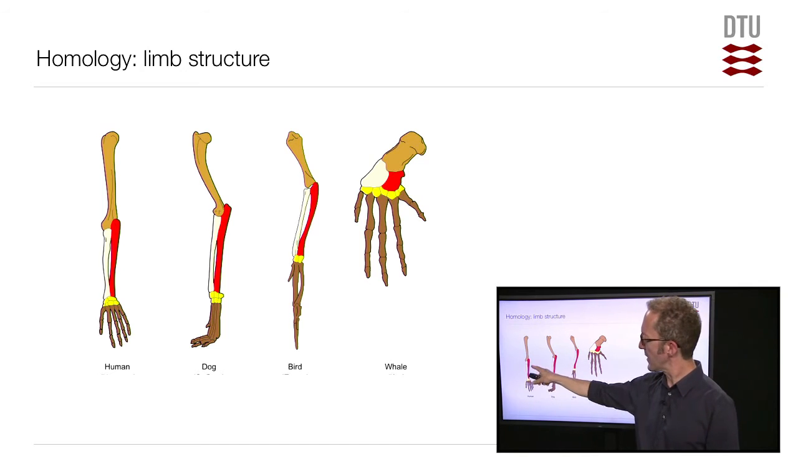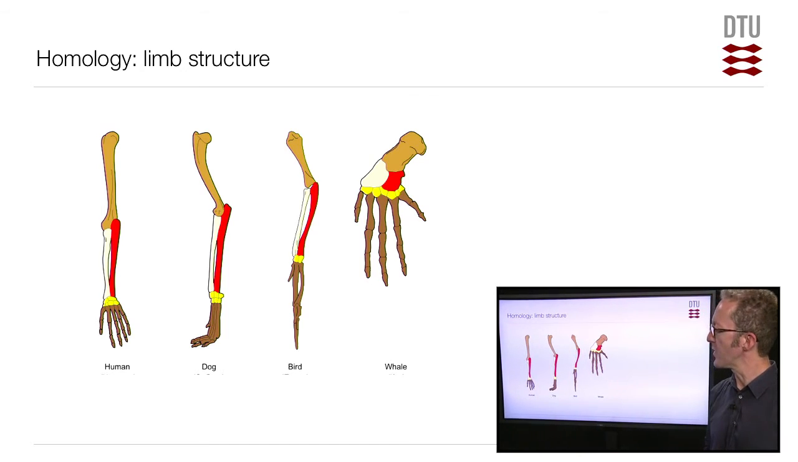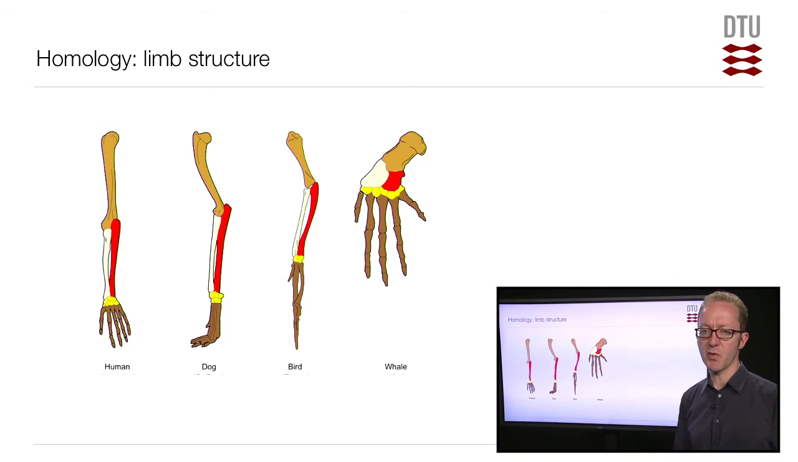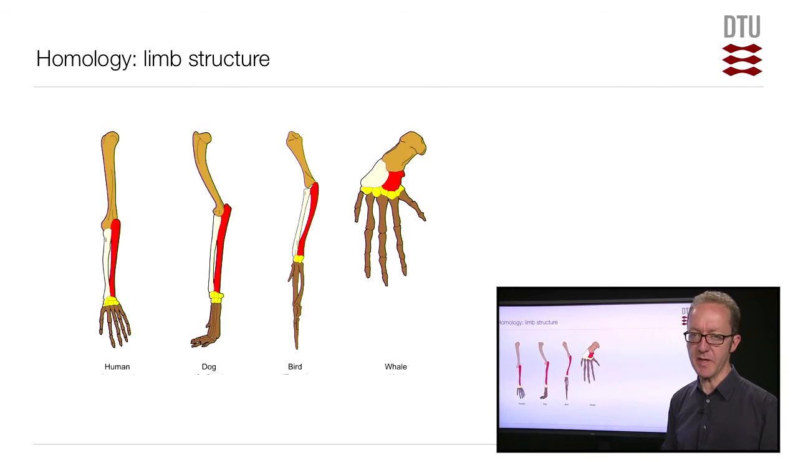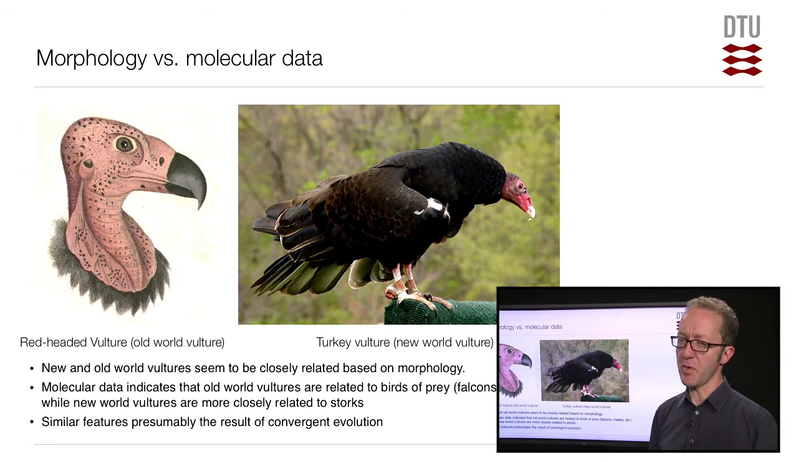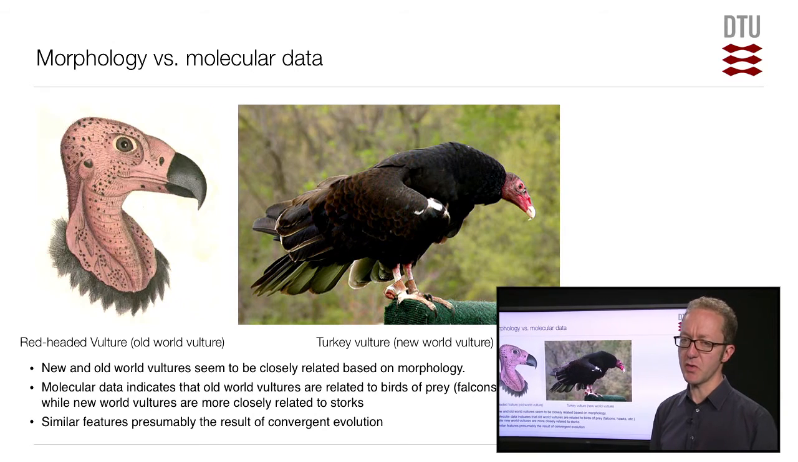And illustrated in color, you can see the corresponding parts. So homology is important for comparing animals. You need to compare the same thing in the different animals, or it doesn't make sense. This is sometimes problematic when you look at morphological data.